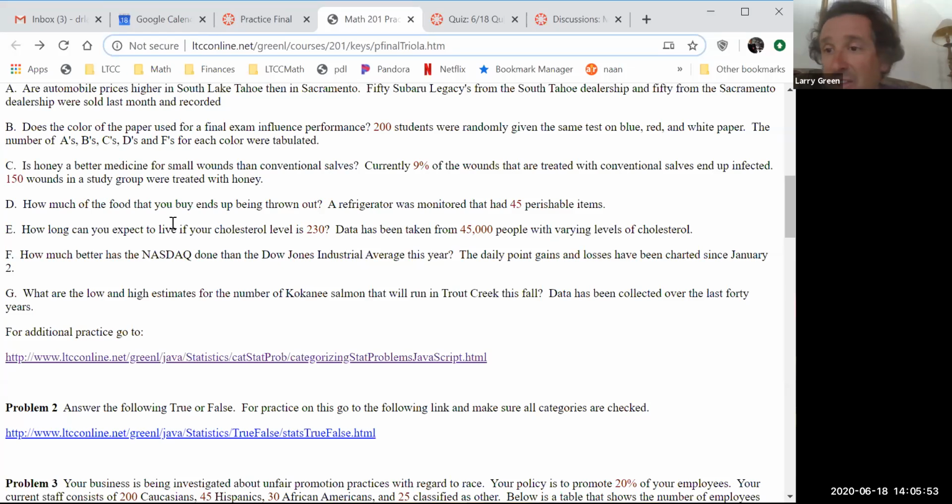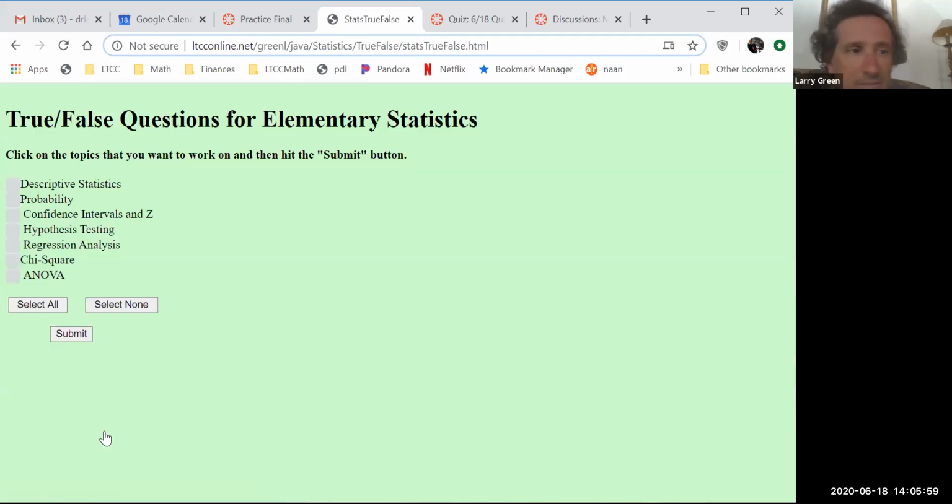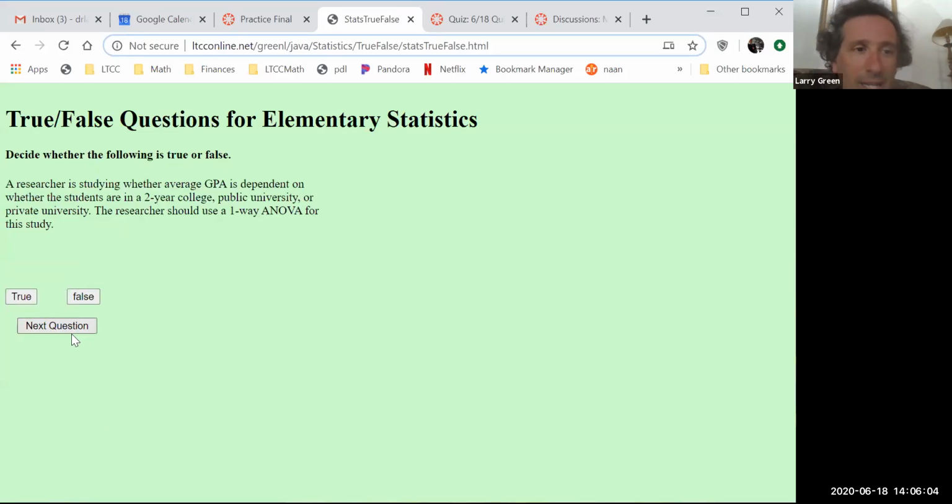There's also true false questions. And again, I wrote an app with true false. You want to select all? Submit. And this gives you a bunch of true false questions to practice. Where else might you see some true false questions to practice? In our previous exams and in our homework. Yeah, your pre-exams and your homework. Okay, so make sure you practice those.